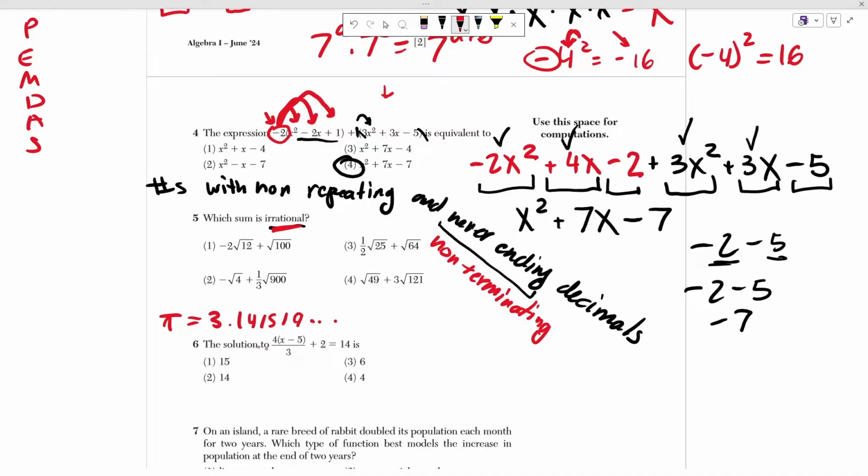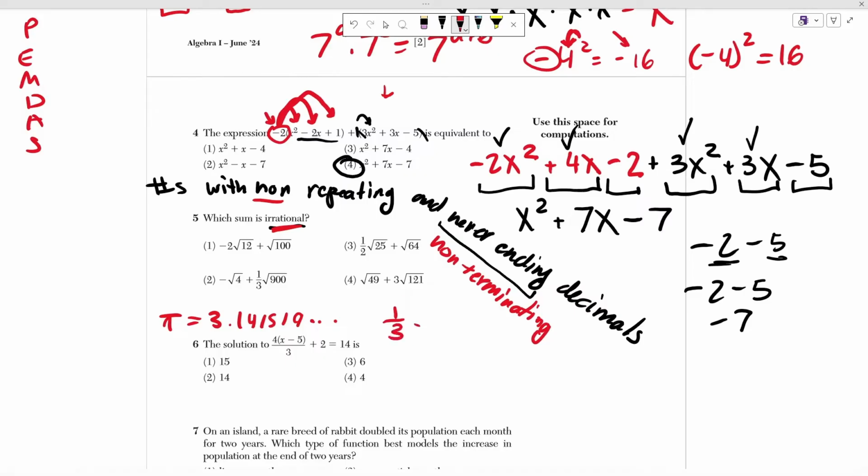Okay, we have supercomputers that are still calculating like the billionth digit of pi. It will never stop. So it's non-terminating. And it's also non-repeating, right? This decimal will never repeat. There's no pattern. It follows absolutely no pattern.